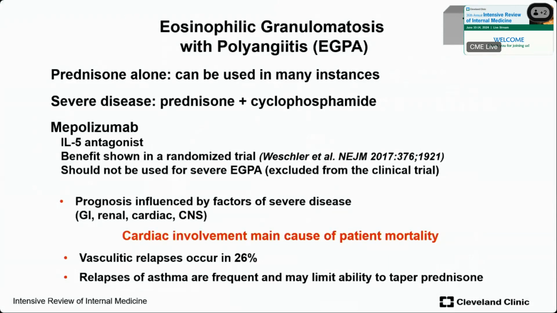And as noted, cardiac involvement is the main cause of patient mortality. Vasculitic relapses occur in about 26% of these patients, but relapses of asthma are frequent and may limit the ability to taper prednisone.